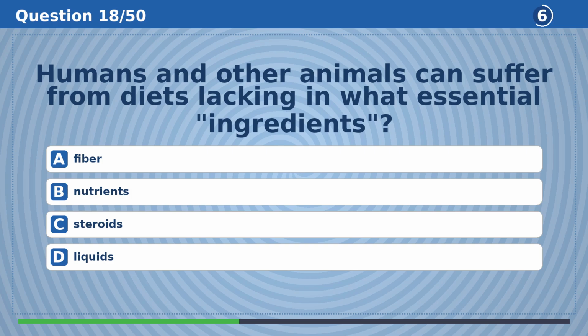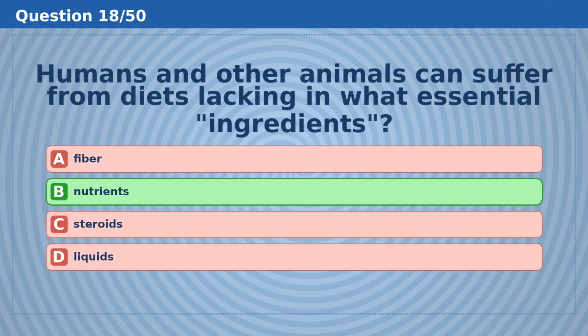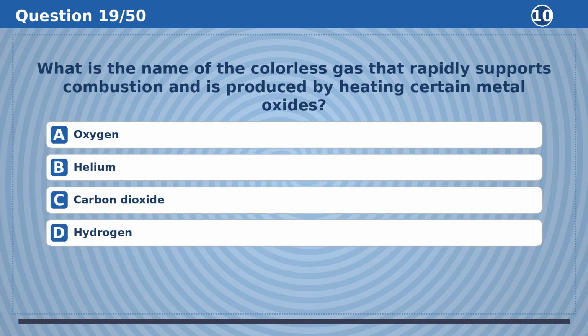Humans and other animals can suffer from diets lacking in what essential ingredients? The answer is B, nutrients.